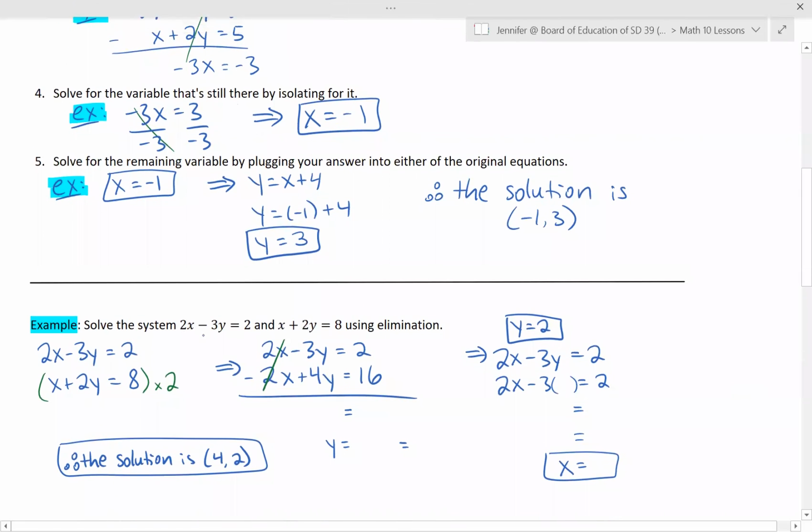We want to solve this system using elimination. So we write out the two equations, making sure the terms are lined up. And then we have to alter one or both of the equations so that either the x terms are identical or the y terms are identical.